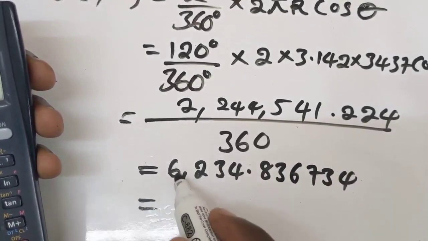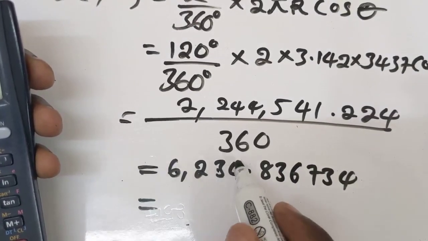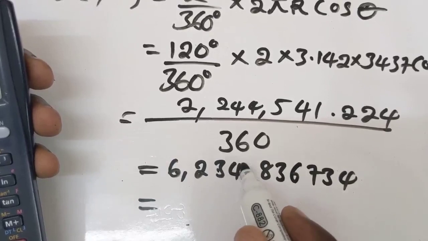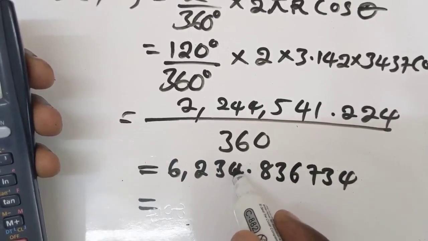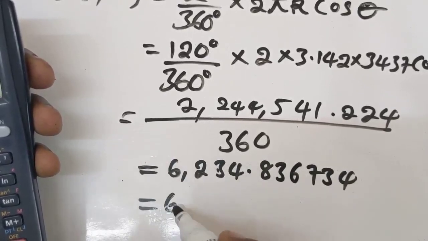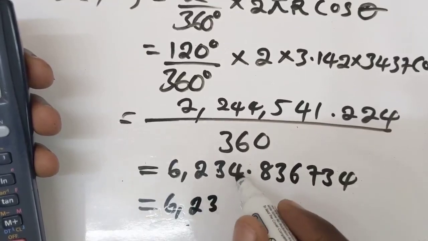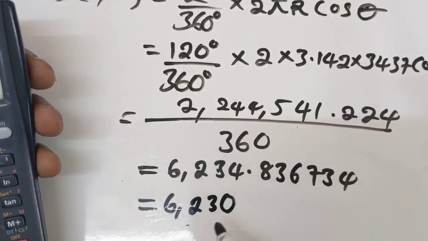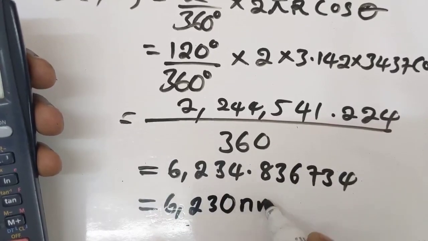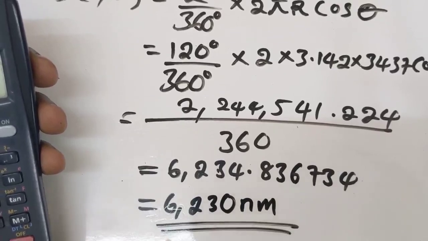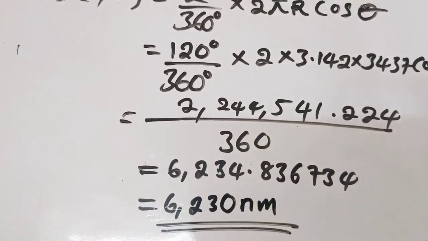So 3 significant figures, 1, 2, 3. If the next digit is not above 5, then you don't get anything from it. So it is going to be 623, then here just put 0, in nautical miles. As simple as that. That is how you can solve these kinds of questions.